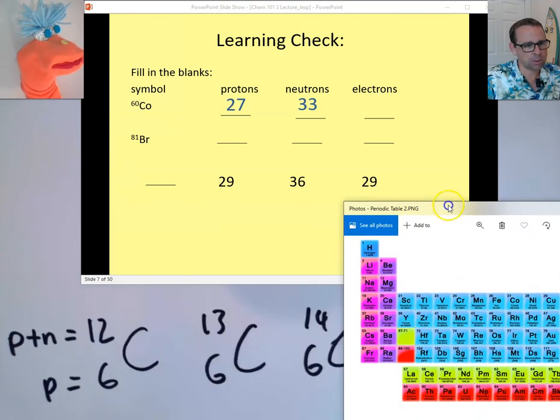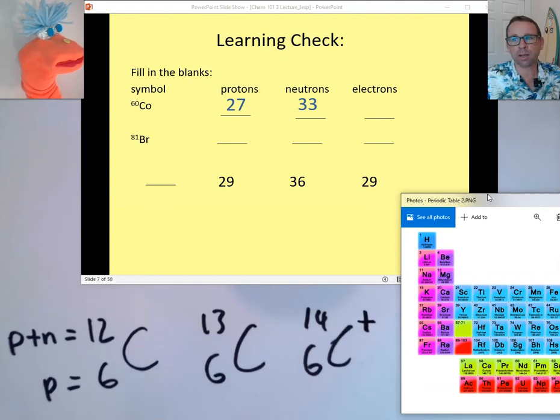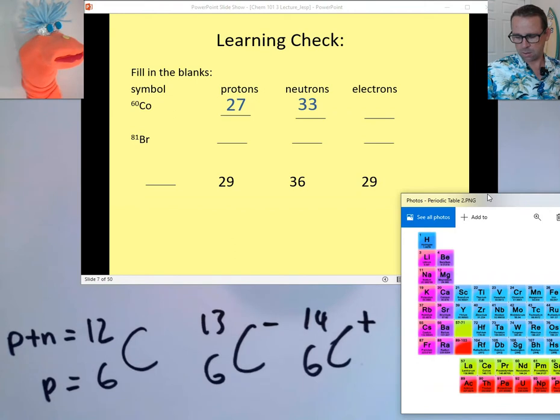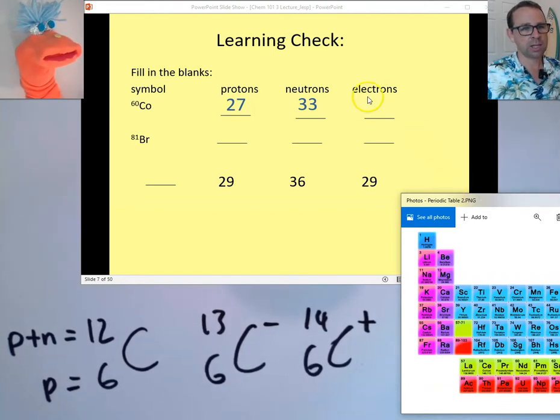Let me move my periodic table. If I wanted to show this carbon 14 with a positive charge, it would be right there. If I wanted to show this carbon 13 with a negative charge, it would be right there. Okay? So how many electrons would this species have? 27 electrons. Very good. Very good job.